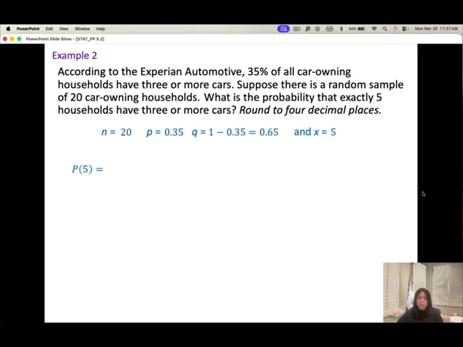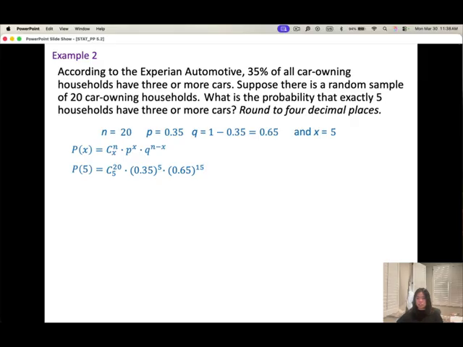I'm going to show you how to use the formula and also how to use the calculator. First, let's do it with the formula. We're going to plug it in here. So we have 20C5, the p, which is going to be 0.35 to the power of 5. And then q, that will be 0.65 to the power of 20 minus 5, which is going to be 15.